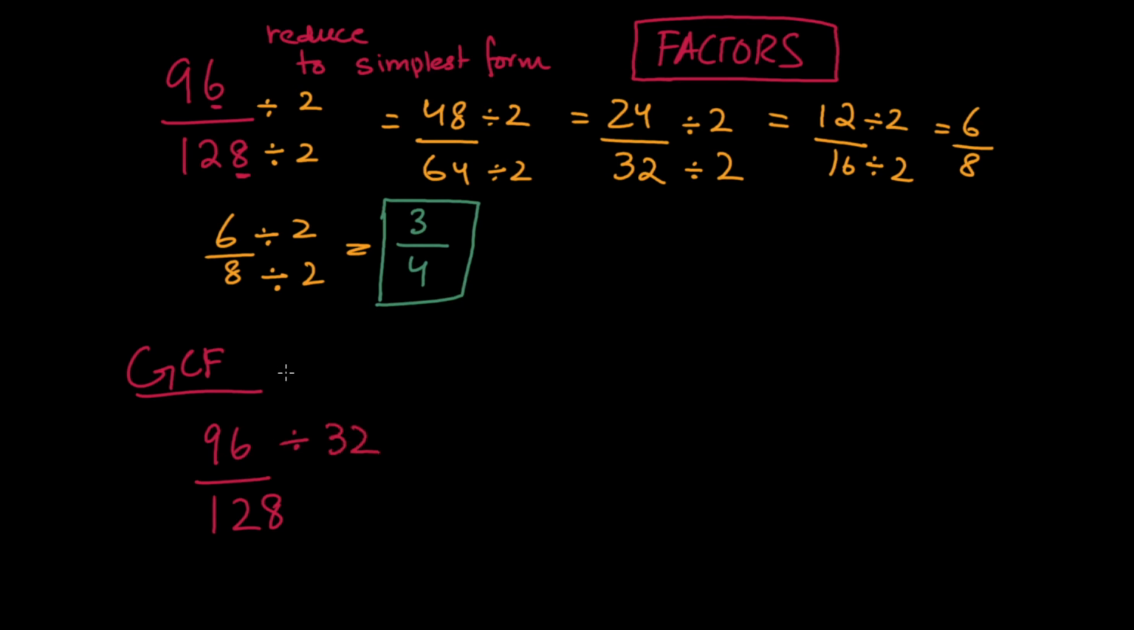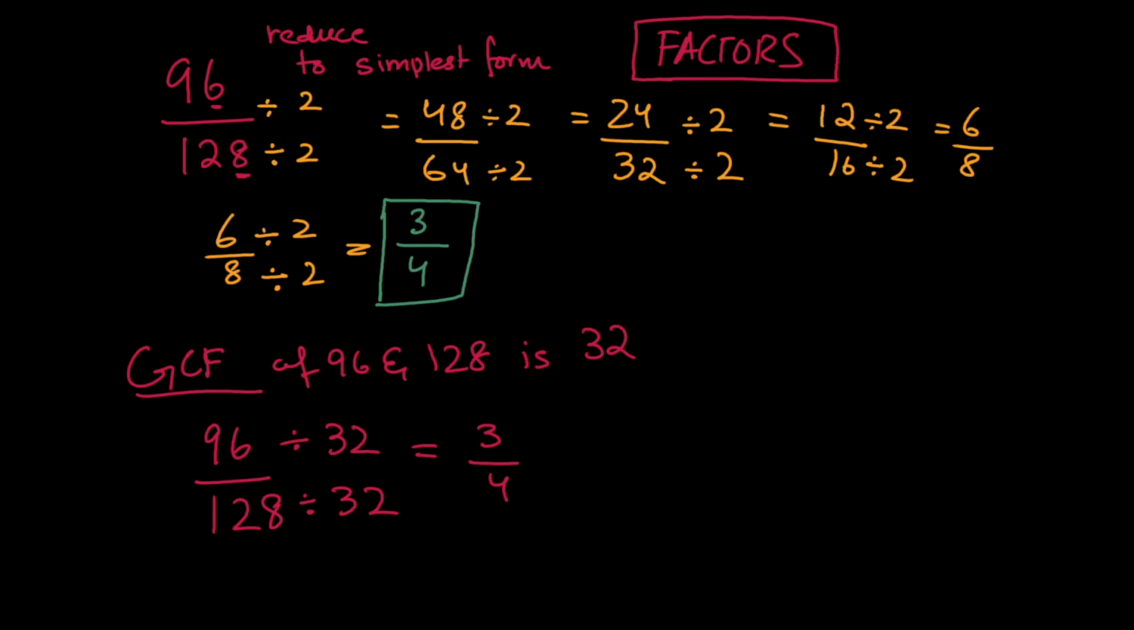So I know that the GCF of 96 and 128 is 32. So I automatically divide 96 and 128 by 32 at the top and at the bottom, and all I end up with is 3 over 4.